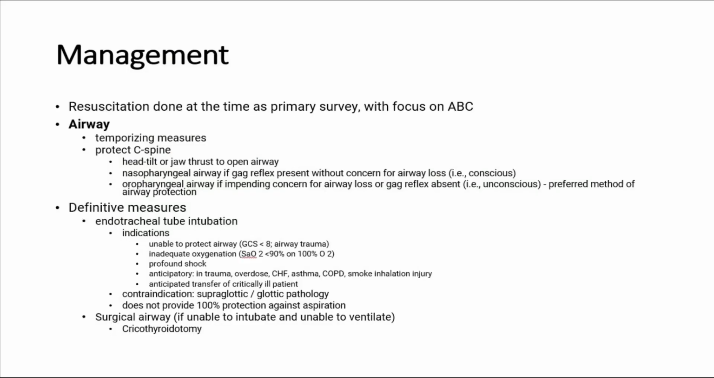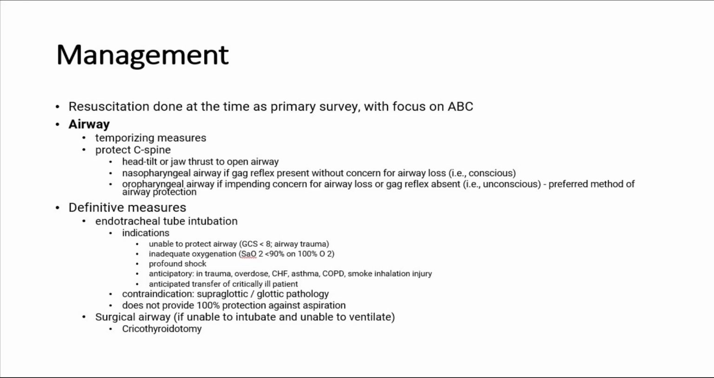For management, resuscitation should be done at the same time as the primary survey, with focus on ABC. For airway, protect the C-spine, use head tilt or jaw thrust to open the airway, and a nasopharyngeal airway if gag reflex is present without concern for airway loss, and an oropharyngeal airway if there is impending concern for airway loss or gag reflex is absent. Definitive measures include endotracheal intubation if unable to protect the airway, inadequate oxygenation, profound shock, or anticipatory in trauma, overdose, CHF, asthma, COPD, smoke inhalation injury, or anticipated transfer of a critically ill patient. However, it does not provide 100% protection against aspiration.